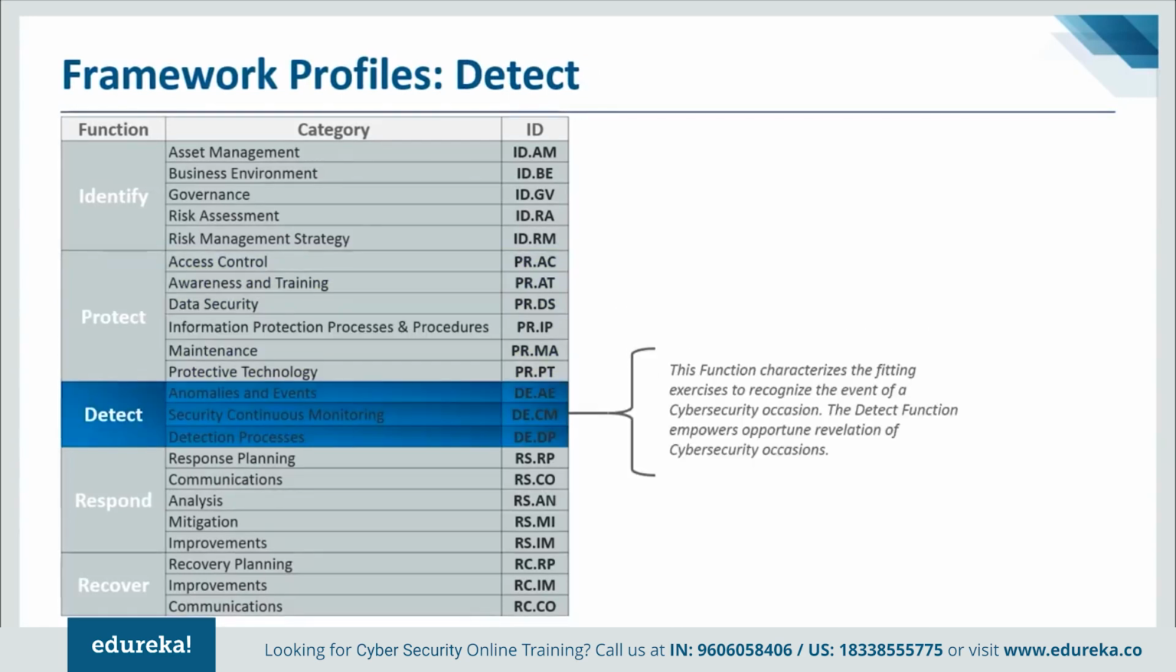The next kind of function is the detect function. So this is used to develop and implement appropriate activities to identify the occurrence of a cybersecurity event. The detect function enables timely discovery of cybersecurity events. Examples of outcome categories within this function include anomalies and events, security continuous monitoring, and detection processes.